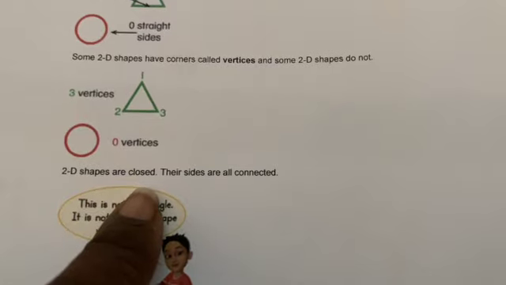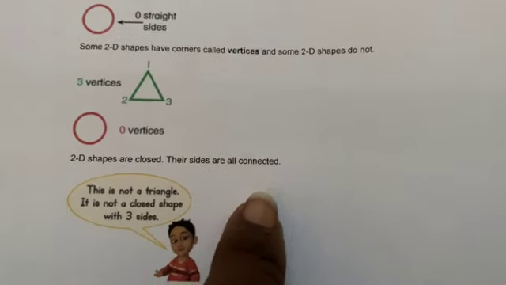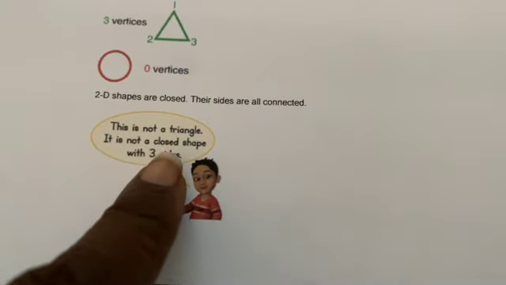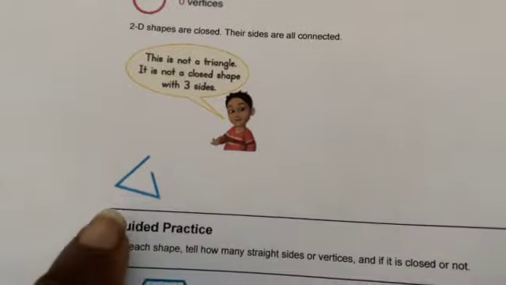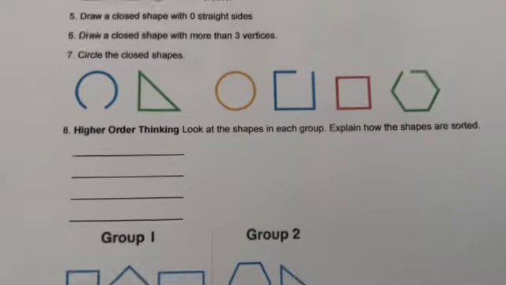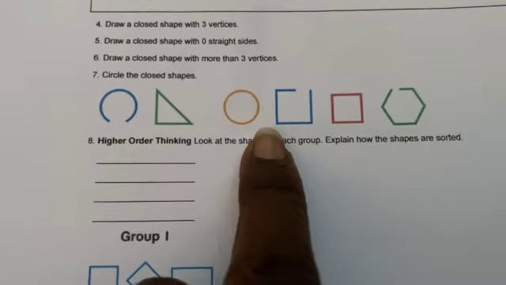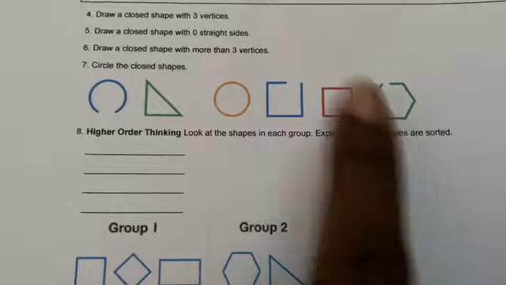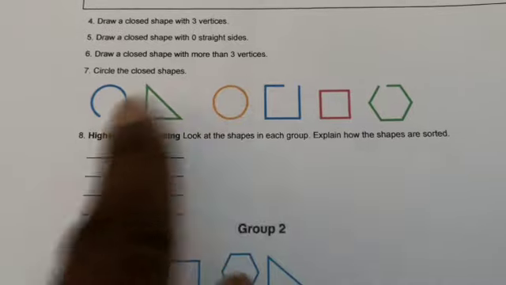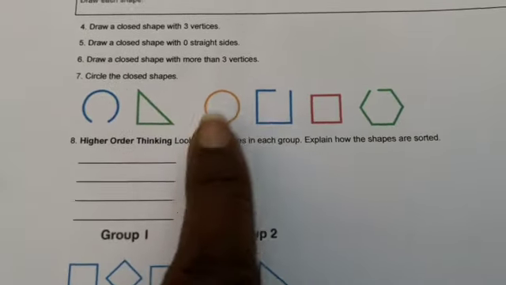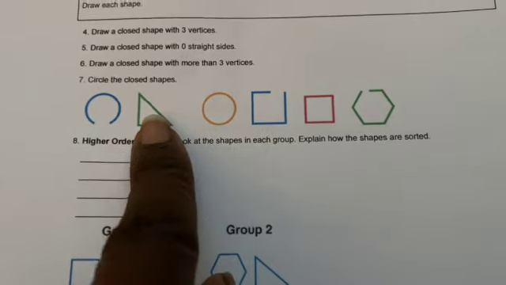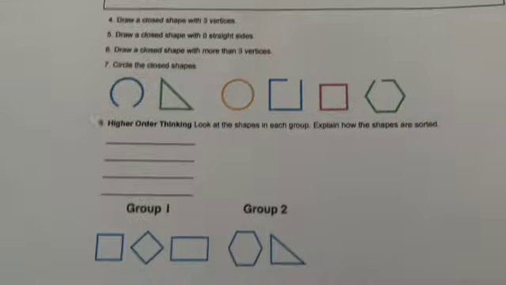2D shapes are closed. Their sides are all connected. This is not a triangle. It is not a closed shape with 3 sides. So this right here. And then in the other page, we saw these here. What shapes are these? We know that these are closed sides. So what shapes are these? And then are these shapes? Because in this one it says circle the closed shapes. So you would circle these closed shapes.